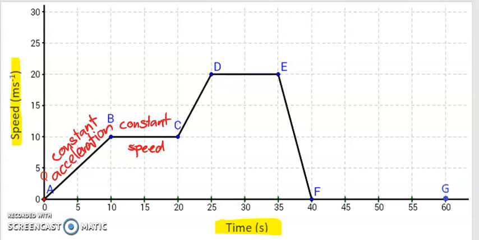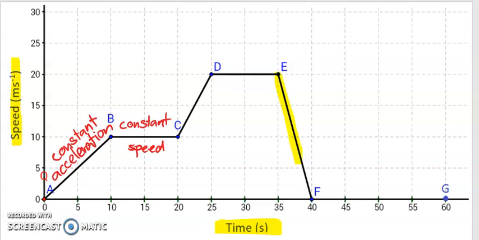We have another upward sloping line for section C to D, and we now know that an upward sloping line represents constant acceleration. In this case, they're accelerating from 10 meters per second to 20 meters per second. Section D to E is another horizontal line. This time, they're staying at a constant speed of 20 meters per second. So it's a higher constant speed than before.